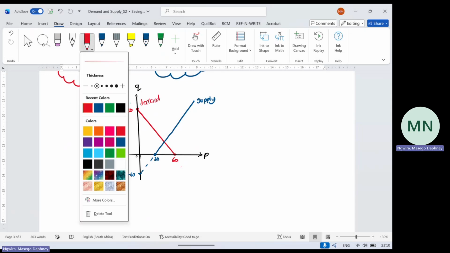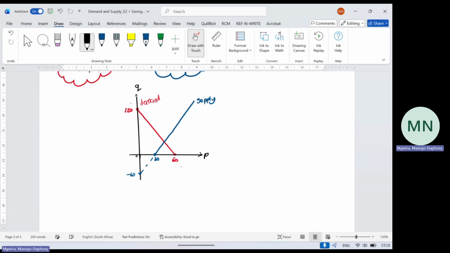And at this point here, on these two graphs where they are equal, we call it the equilibrium point. And in some, they say it's the market clearing price. So there's no shortage, no surplus at this point. So these two graphs are equal at this point. All right.